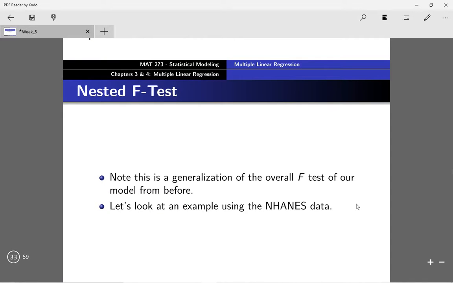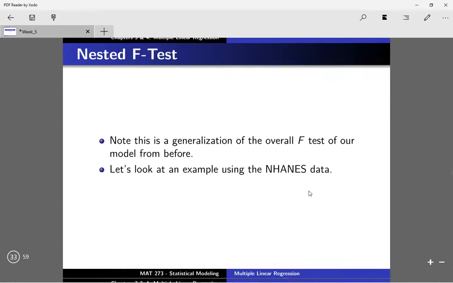So to start next time with the next video on the slides, we'll look at using a nested F-test for the NHANES dataset and seeing how we can compare a full and reduced model with that.